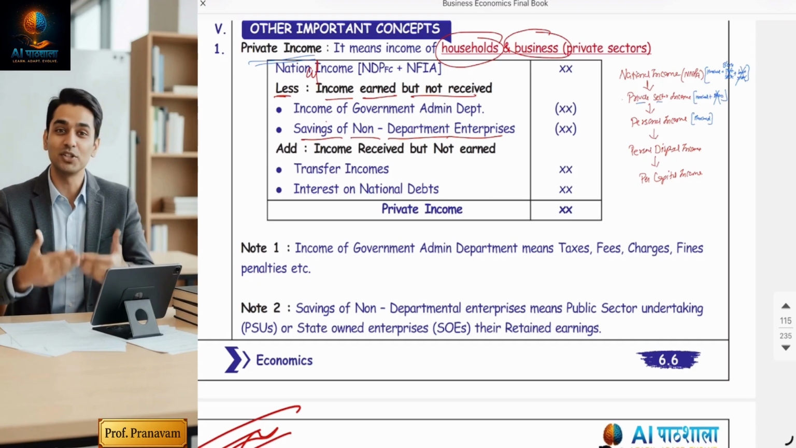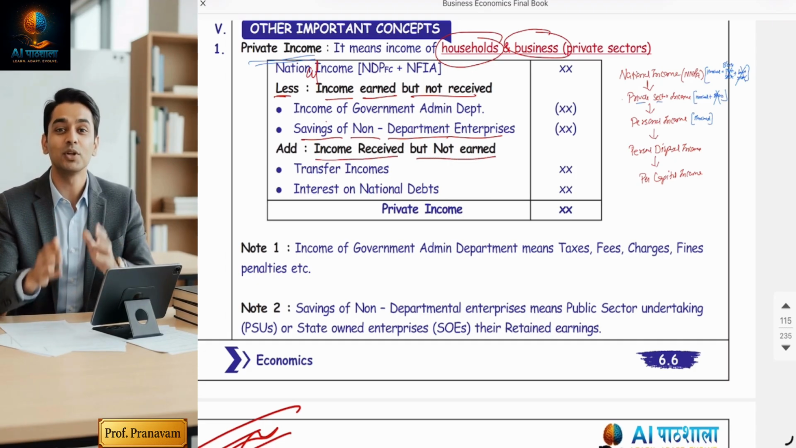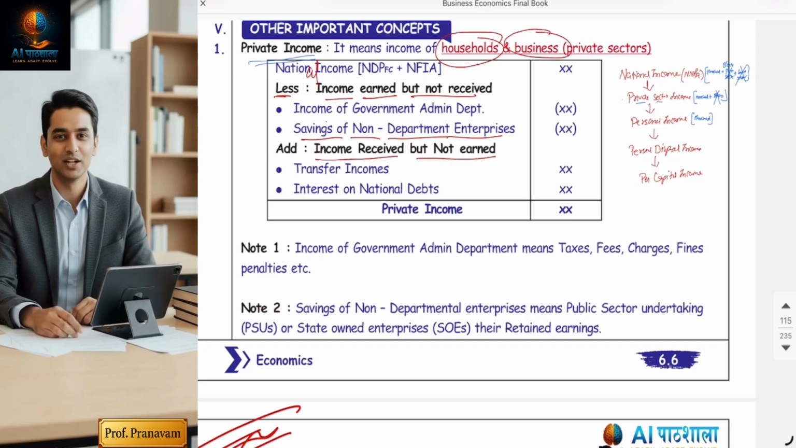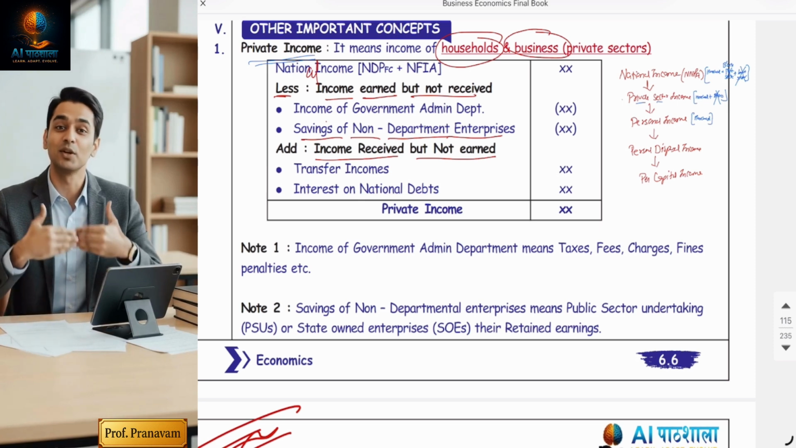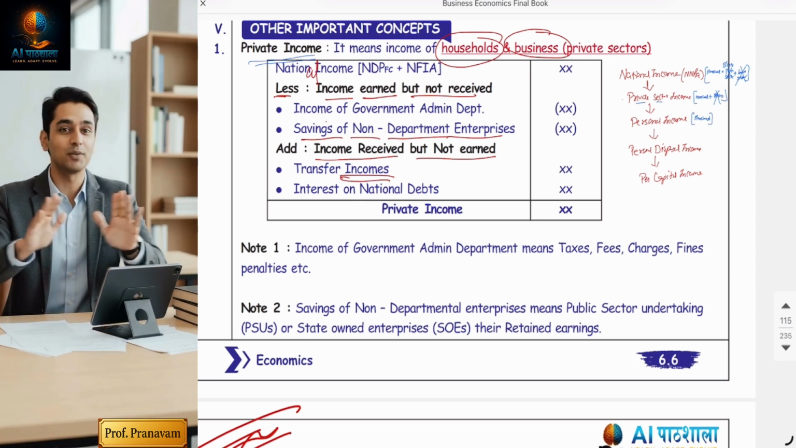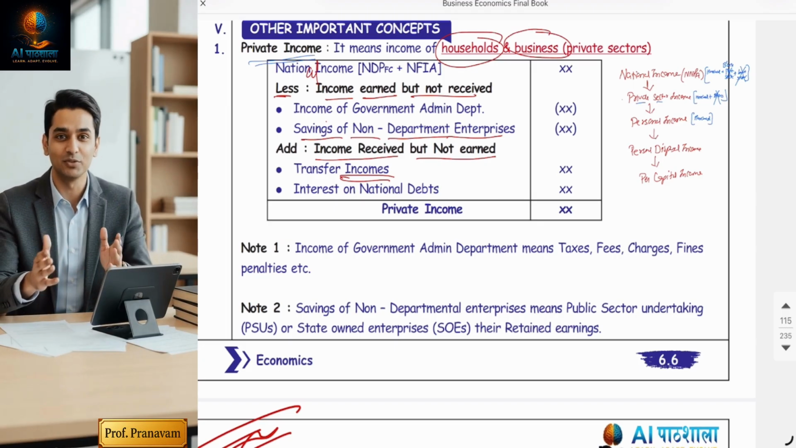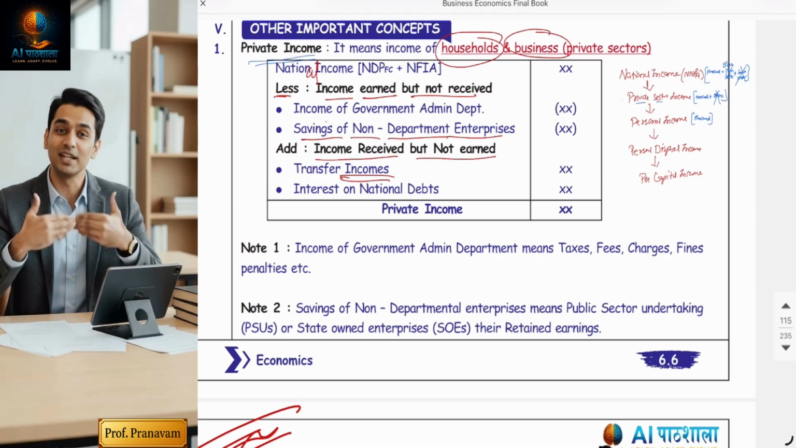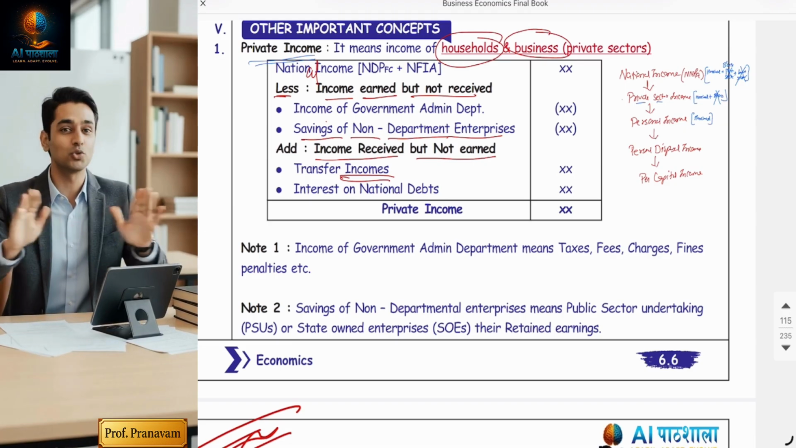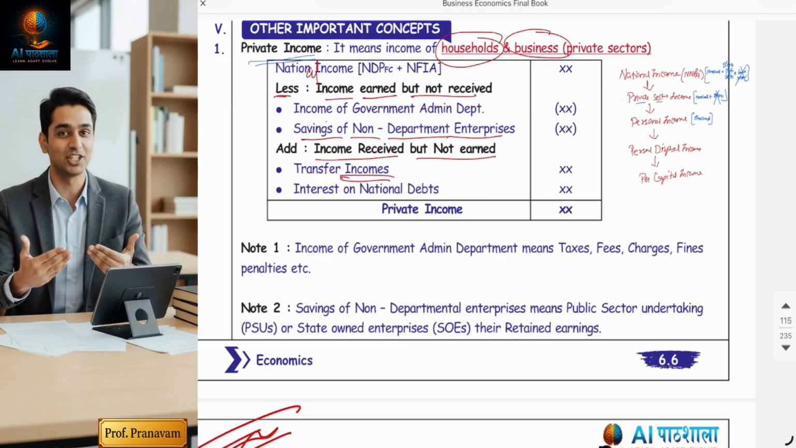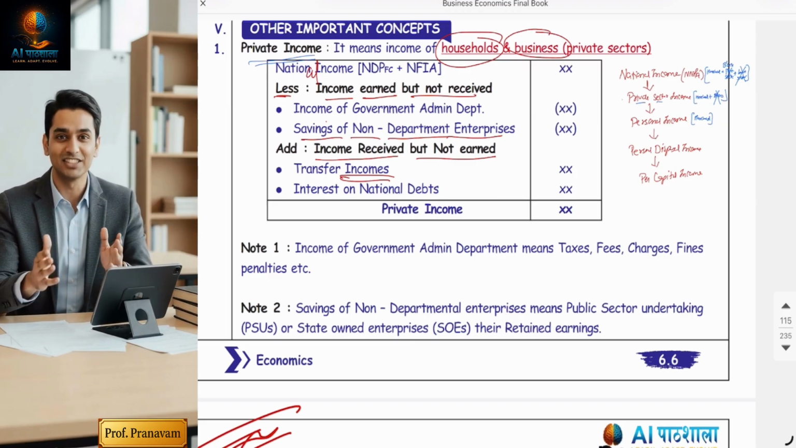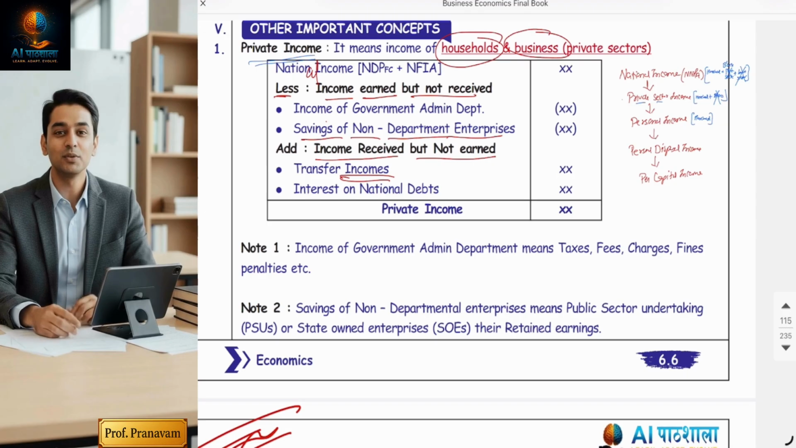And then you have to add income received but not earned. It is that transaction which is never included in the national income. Just now we have studied, that is transfer incomes. Because it is not there in the national income, we have to add it. But sir, you told that this transaction should not be included in the national income. Yes, but it should be included in the private income because it's the income of the households, despite there is no exchange of goods and services.